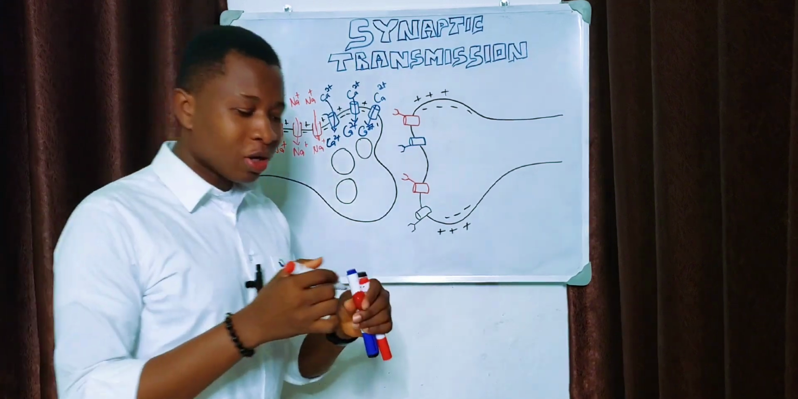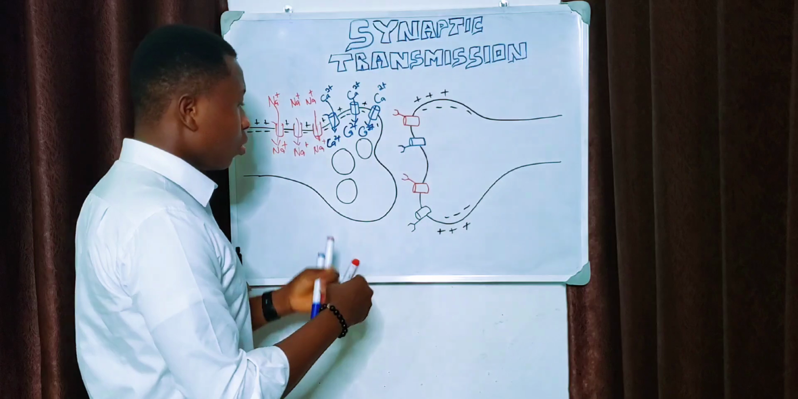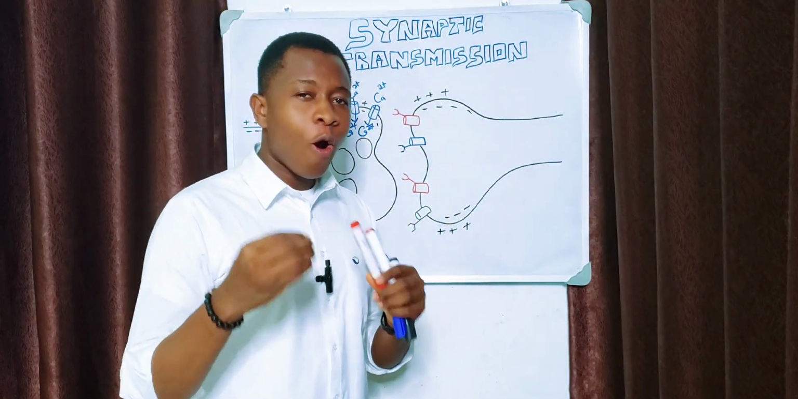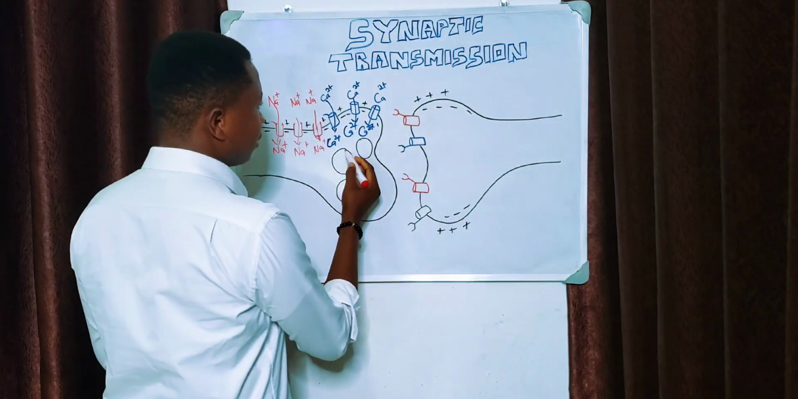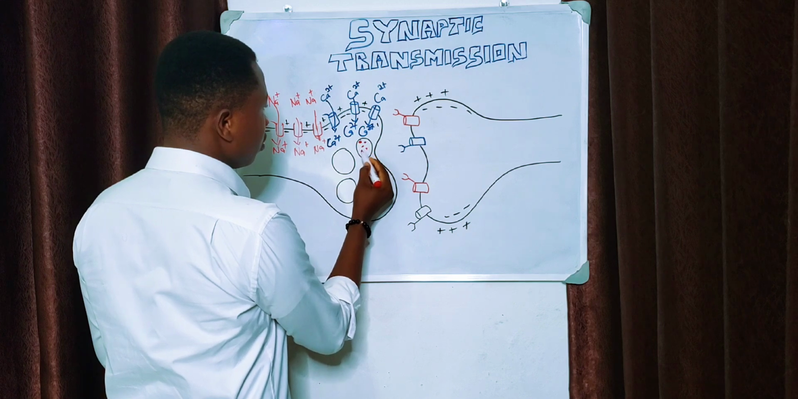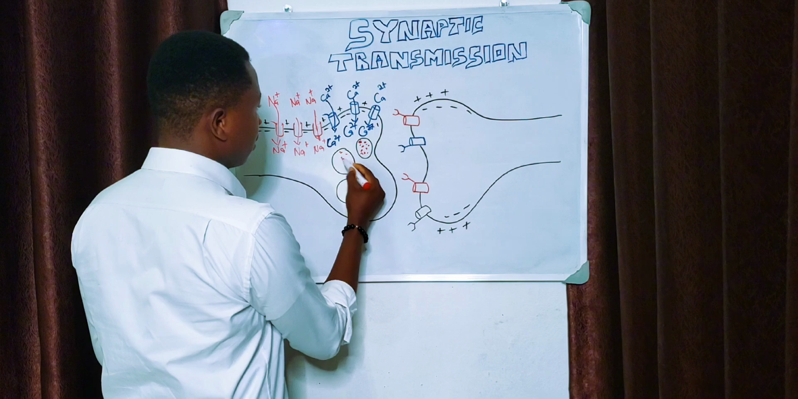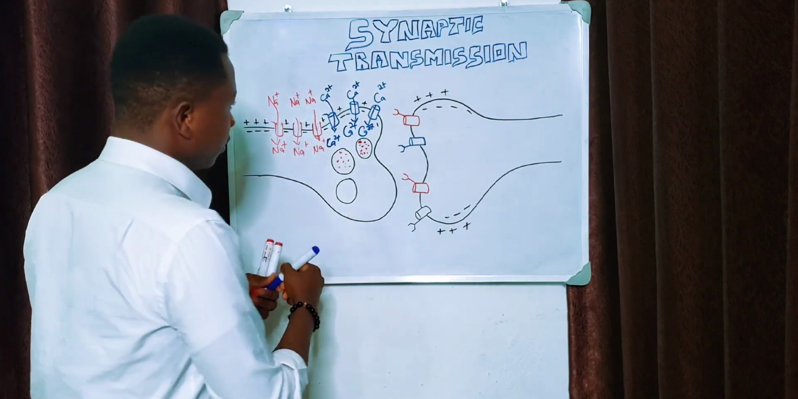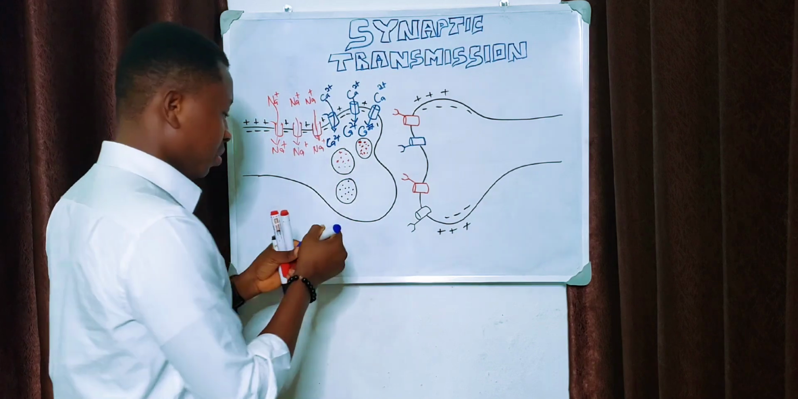Now the vesicles contain what we call neurotransmitters. These neurotransmitters could be excitatory neurotransmitters or inhibitory neurotransmitters. I'm going to be using red for the excitatory neurotransmitters. So these vesicles contain both excitatory and inhibitory neurotransmitters. This represents the inhibitory neurotransmitter.